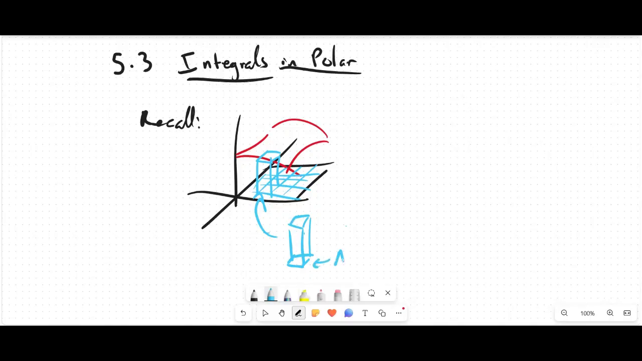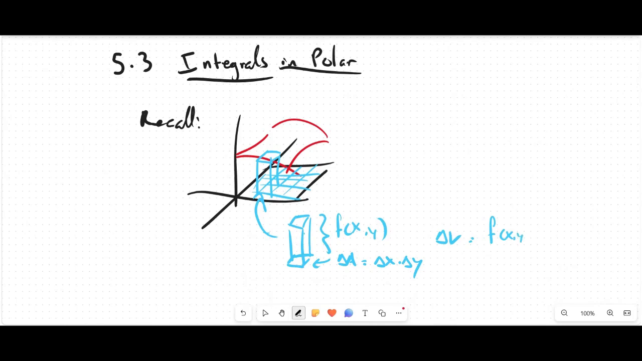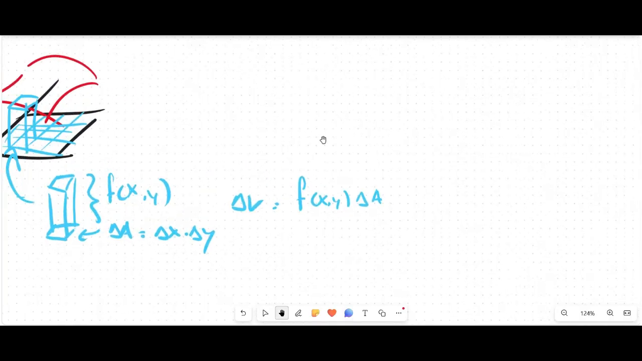And there's two parts. There's the area of the base, which we call delta A. And this has a length in the x direction, a length in the y direction. So it's a product of two lengths. And then there's a height, and it's the function evaluated at some special spot, x, y. So then the change in volume is this height f times this base area delta A. So that's the whole insight right there, for rectangular coordinates, or Euclidean coordinates, XY coordinates.